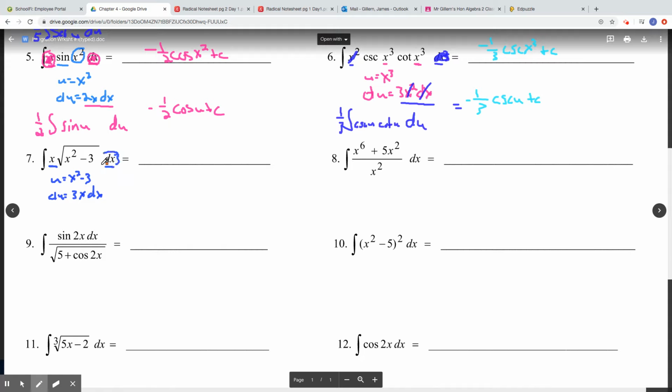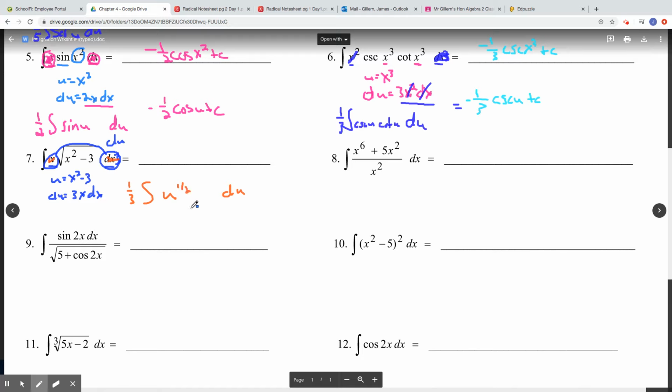So all of this and that, right? This is my du, all right? So that's what gets replaced. So my integral, I add a 3, so that means I get a 1/3. All of that is du. So this is all gone. Now I'm not going to write it as the square root of u. I'm going to rewrite it as u to the 1/2.